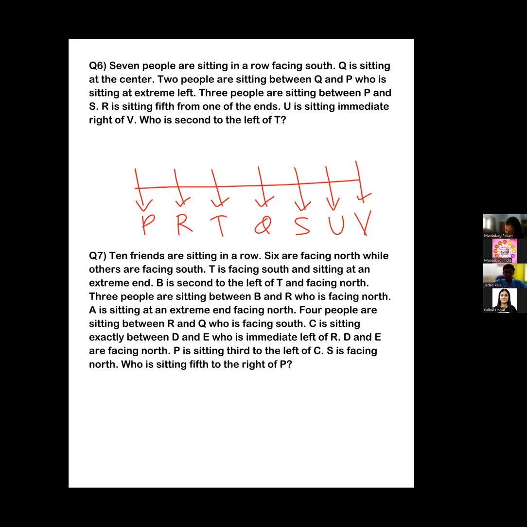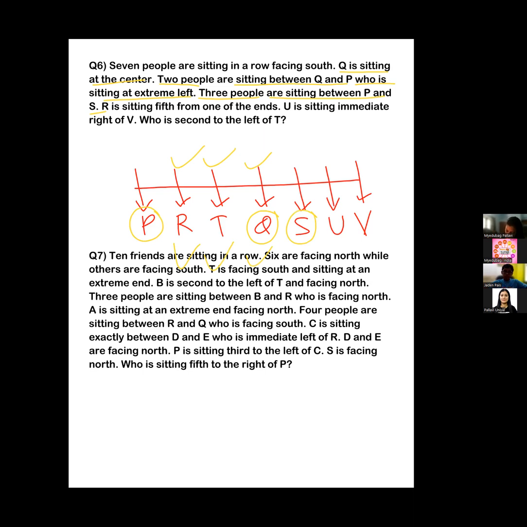No, I think there is still a little mistake. Let us just check. First, Q is sitting at the center, so this one is correct. Then two people are sitting between Q and P, who is sitting at the extreme left. That is correct. The position of P is fixed. Then three people are sitting between P and S, 1, 2, and 3. This position is also fixed.